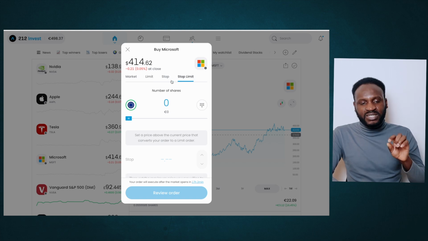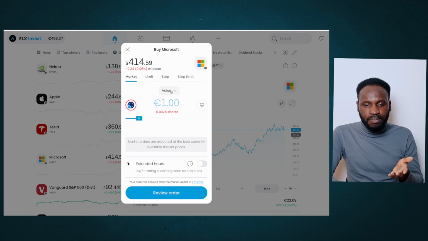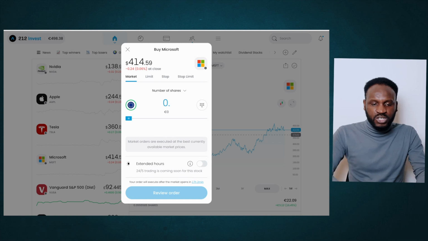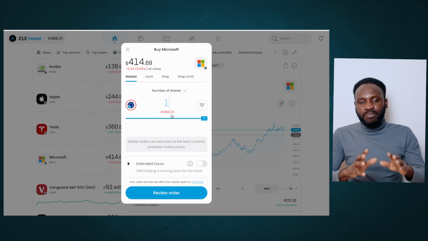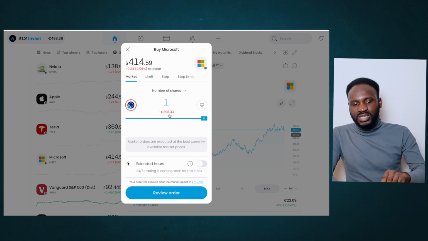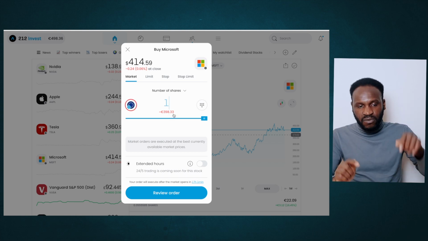You understand everything that you need to do here. If you want to buy at market price, you can click on this icon, click on number of shares. You can come here, remove everything and make it 0. You can just type 1 share and it will tell you that the market price of this share is €398 and 33 cents right now.